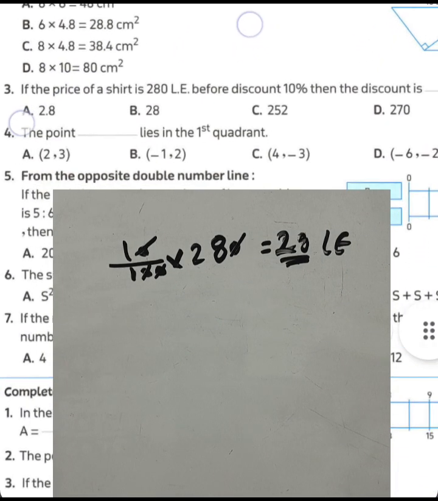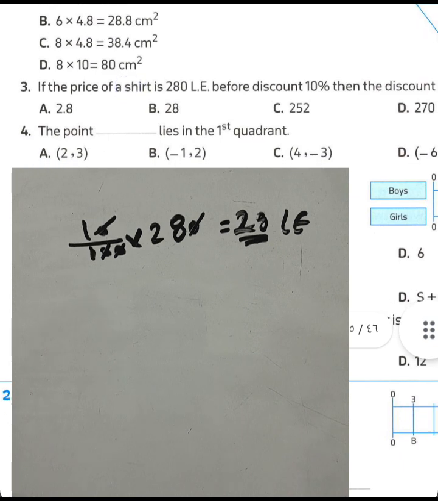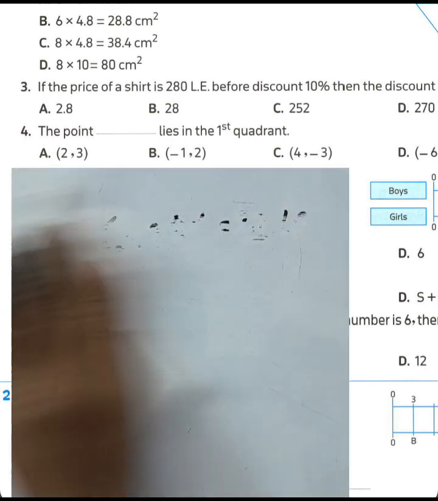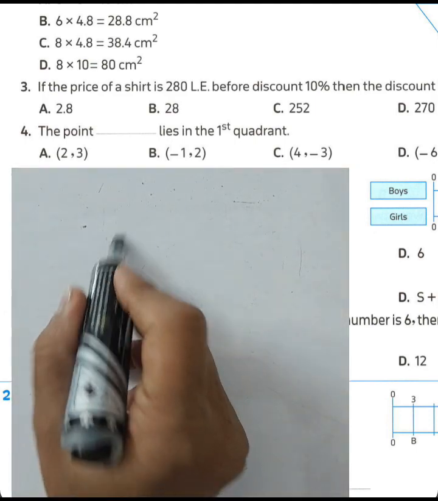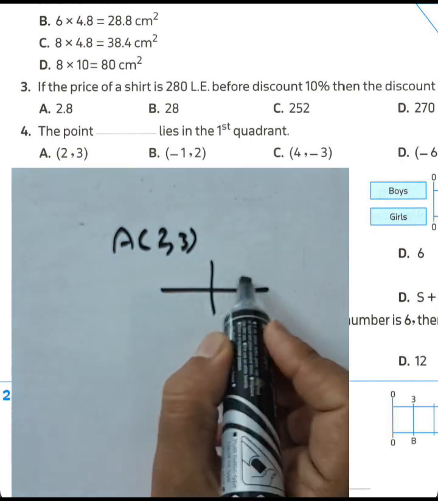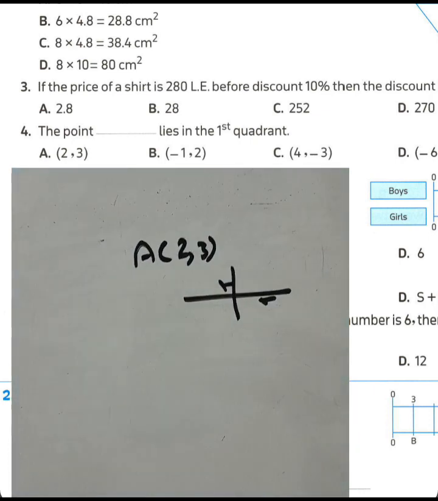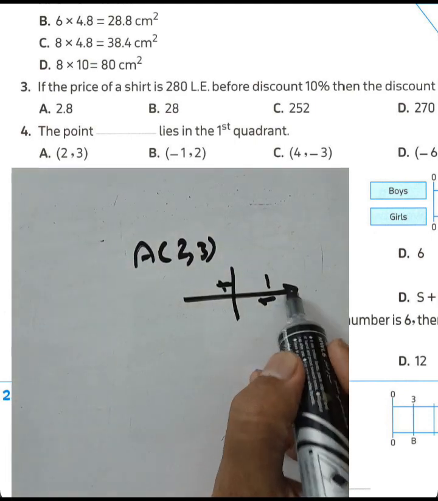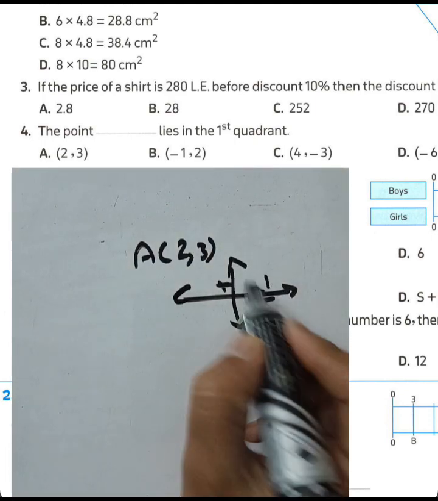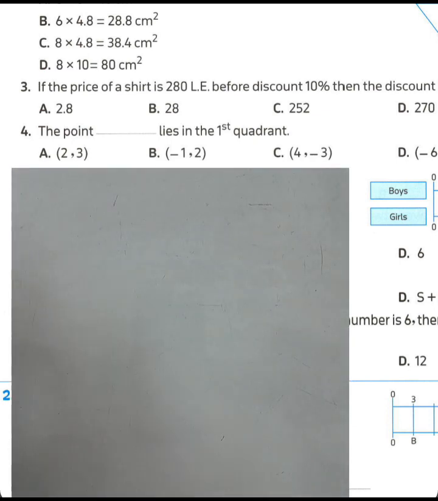Question number 4. The point lies in the first quadrant. First quadrant, positive and positive. Choose letter A. First quadrant, choose letter A. Write 2 and 3 lies in the first quadrant, positive and positive. Then the result will be positive and positive in the first quadrant. We call it here the first quadrant. The signs will be positive and positive.